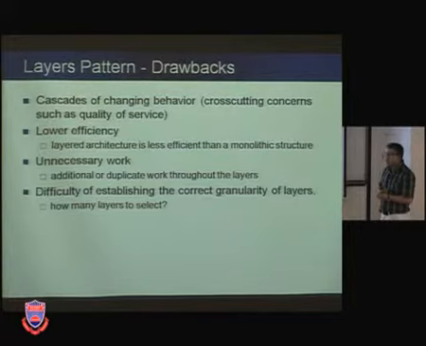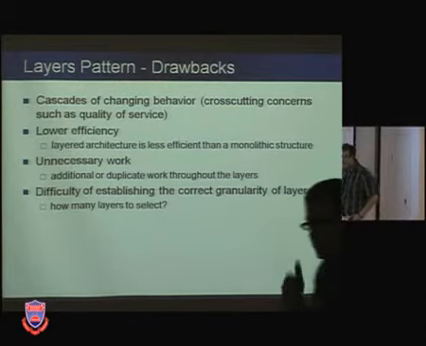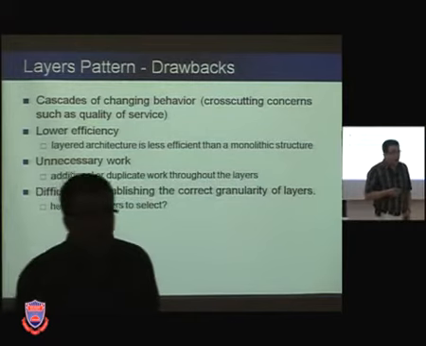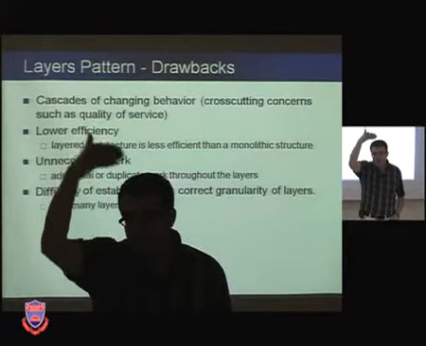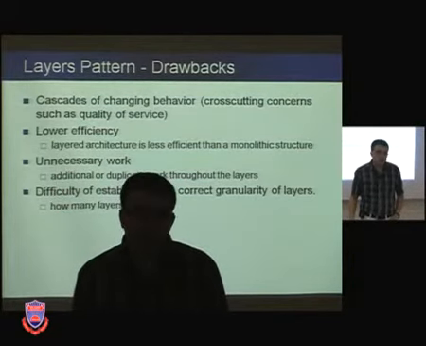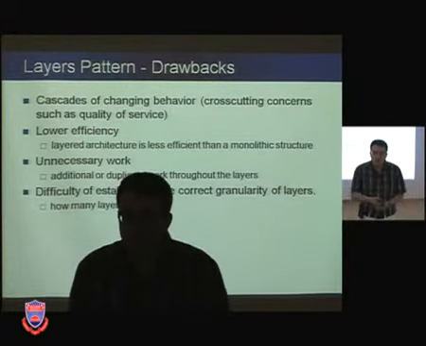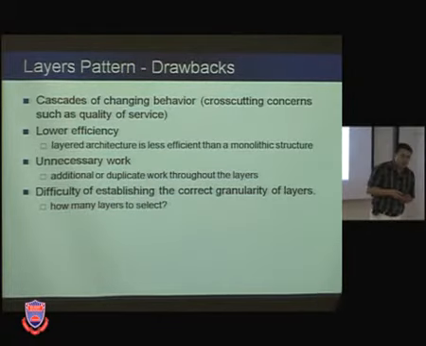And difficulty of establishing the correct granularity of layers. How many layers should we select? It's not always easy. So we know in information systems we have the user interface, business logic, and resource layer. But for example, in digital TVs, what's the correct layering? So it's not always trivial.